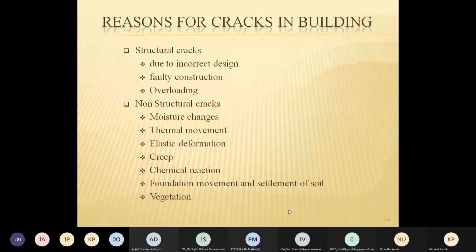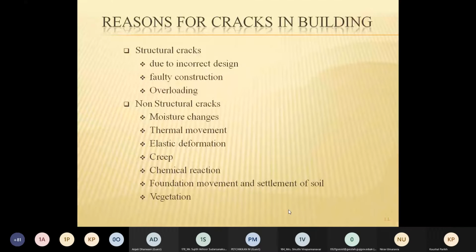Non-structural cracks are generated because of moisture changes, environmental conditions, thermal movement, elastic deformation, creep and shrinkage of the concrete itself, the use of certain aggregate, the use of the typical sand that came from the site, chemical reaction, foundation movement and settlement of the soil, and also vegetation may create the effect of cracks.